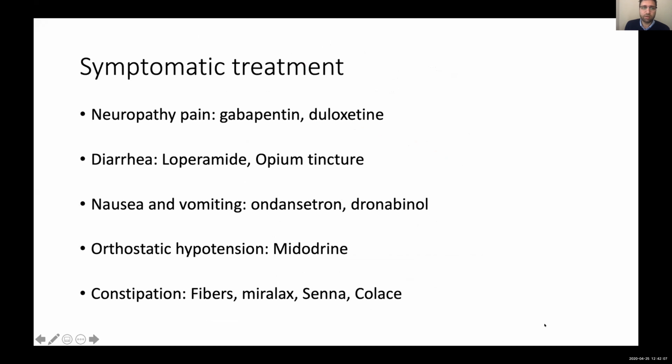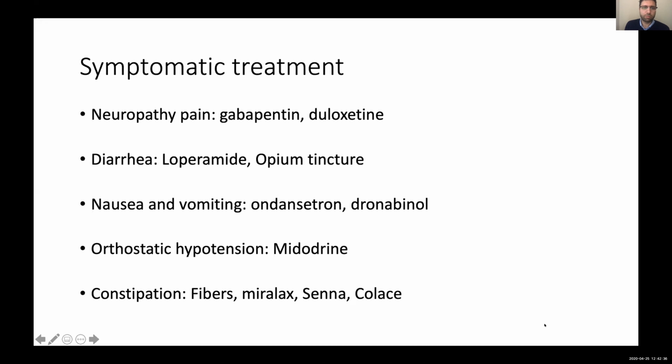Symptomatic treatments are not specific for TTR. These are things that we use for any type of neuropathy, whether it's related to amyloidosis, diabetes, CMT, and so forth. For the pain, there are many different medications that we use, and none of them are specific for neuropathy. The ones that I usually try to start with are gabapentin and duloxetine because they have fewer side effects and good efficacy for the neuropathy.